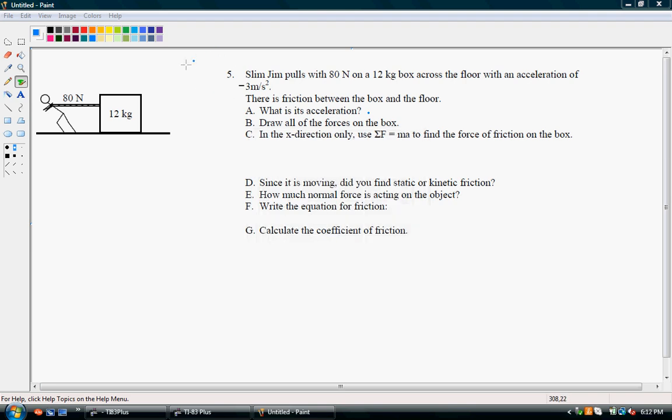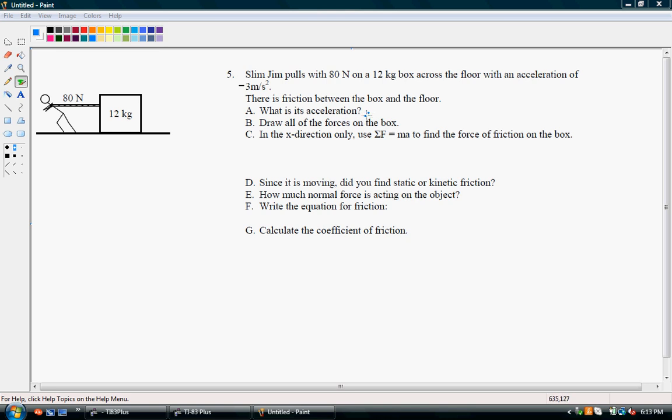Here we have Slim Jim, who's pulling with an 80 newton force on a 12 kilogram object, that is the mass of this box, across the floor with an acceleration of -3 meters per second squared. Since our acceleration is negative, we know it's accelerating to the left. There is friction between the box and the floor. So first it asks, what is its acceleration? Well, that's easy. It gives it to us.